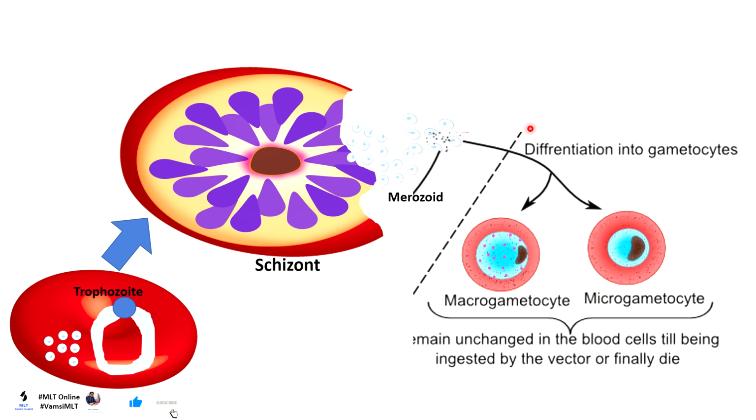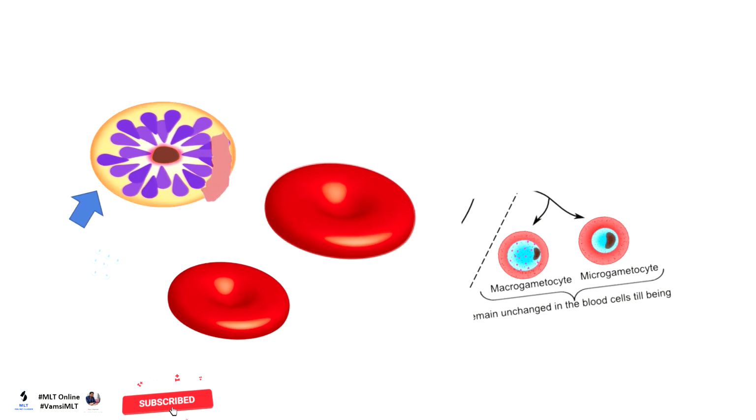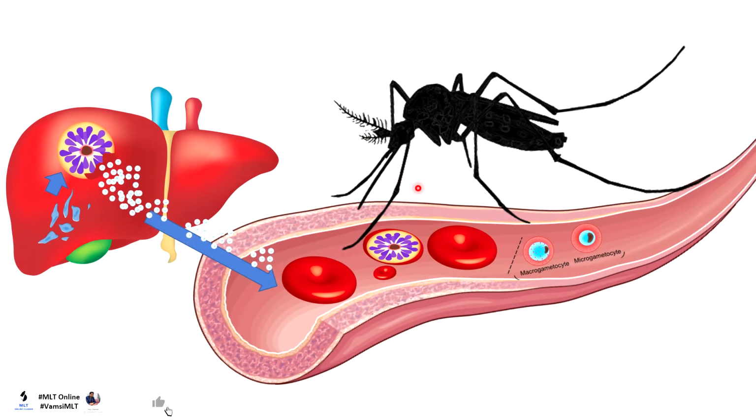Now some of these merozoites will be converted to macrogametocytes and microgametocytes. These are equivalent to sex cells. The microgametocyte is a male cell whereas the macrogametocyte is a female cell. Now when a non-infected mosquito bites an infected patient, these macro and microgametocytes will be released into the mosquito.